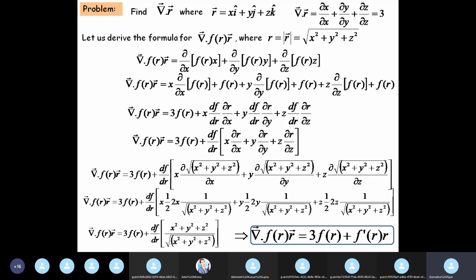FR is r cube. Can you solve it? Someone unmute and tell me what is the answer? Just use the formula. You don't have to do all this. Just put it in this formula here: 3FR plus f prime r, where FR is r cube. Is someone telling me the answer?